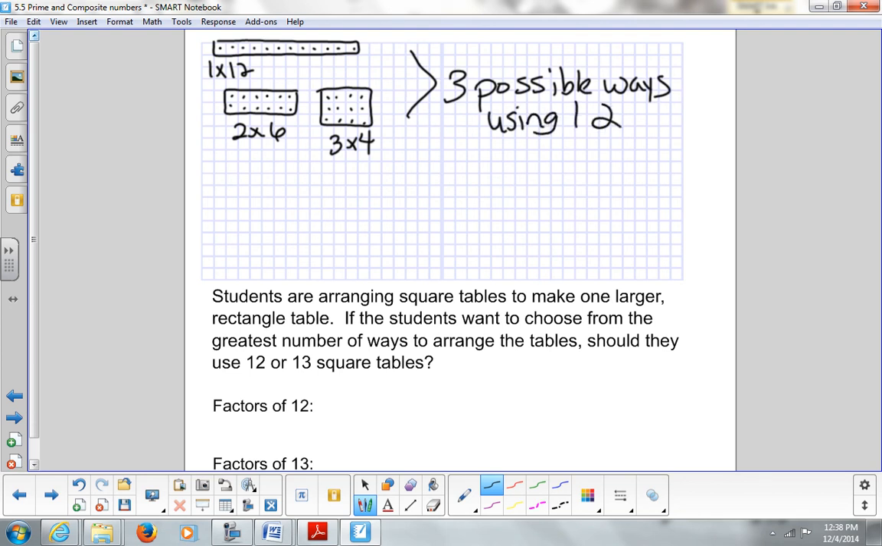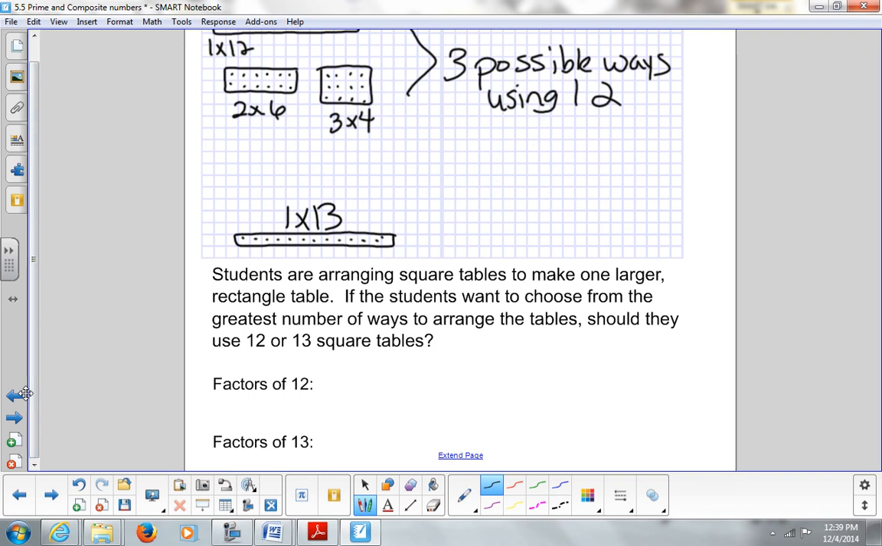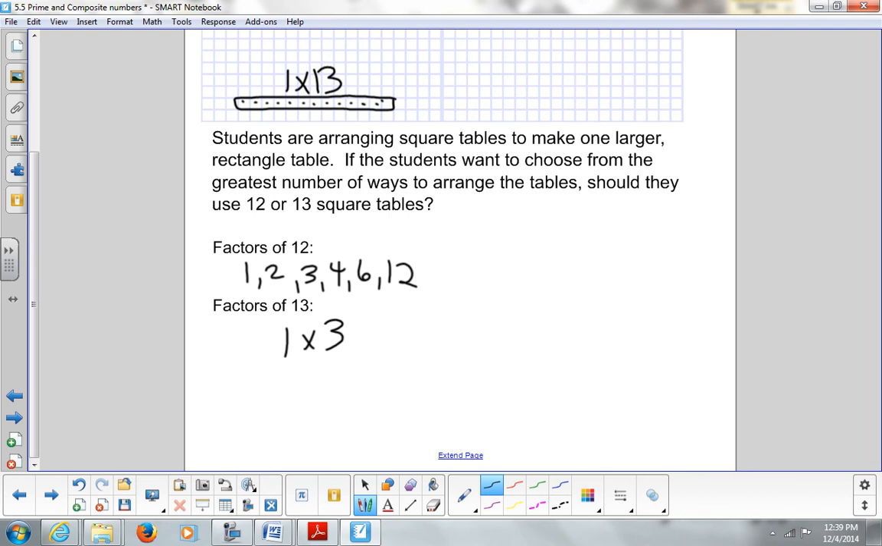Let's try 13. 1, 2, 3, 4, 5, 6, 7, 8, 9, 10, 11, 12, 13. Okay, so that's 1 times 13. Can I do 13 any other ways? No. Okay, so then I have 1 and 13. So these are my factors. I have 1, 2, 3, 4, 6, and 12 for factors of 12. And for 13, I just have 1 and 13. So if they want to choose from the greatest number of ways, which number would they choose? 12. Good.